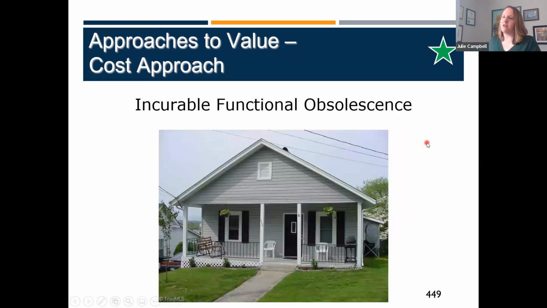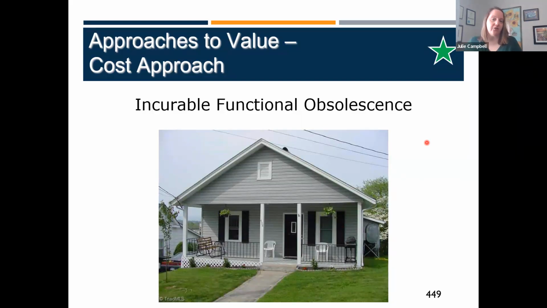An incurable functional obsolescence is not economically feasible to fix. This little house you're looking at was built in the 20s. It has four bedrooms and one bath. Back in the 20s, one bathroom was acceptable. Today, we want our own bathroom, don't we? All of us. We all want our own bathroom. It may not be economically feasible to add a second bath. In other words, you may not be able to get that return. It could be incurable.